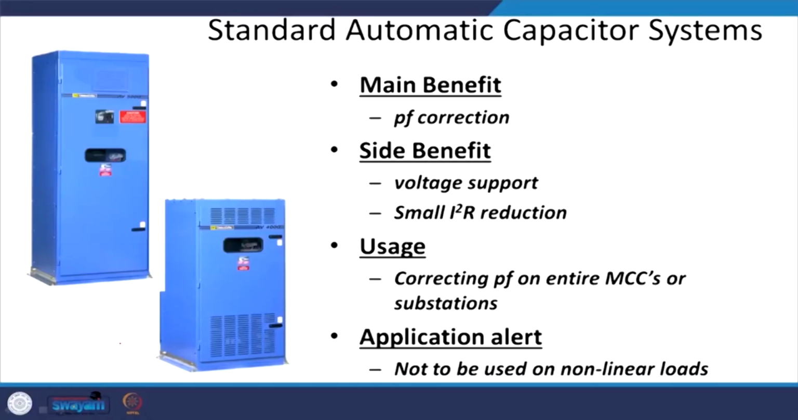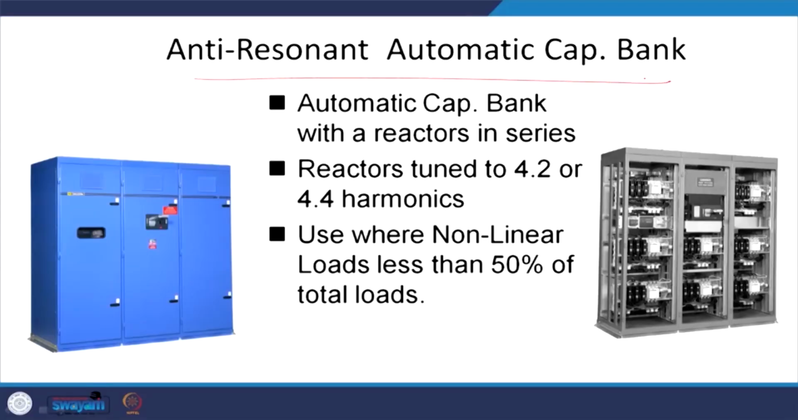And so, these are the capacitor banks, courtesy of Schneider. The main benefits we have talked about, along with correction of the entire MCC and the substations. Application alert: it is not to be used for the nonlinear load. That is something we require to keep in mind. If the nonlinear load is quite high, then correction with the capacitor bank will not work. For this reason, we require the anti-resonance automatic capacitor bank, which is the C type. This picture is courtesy of the same Schneider.